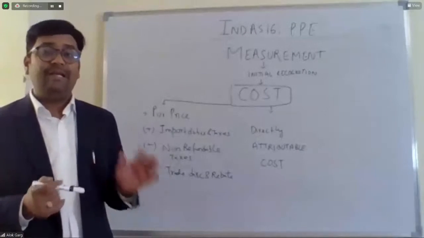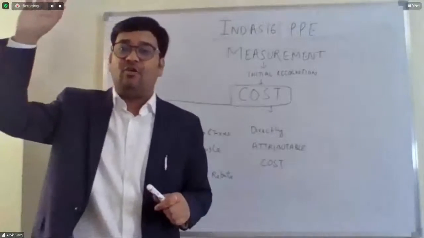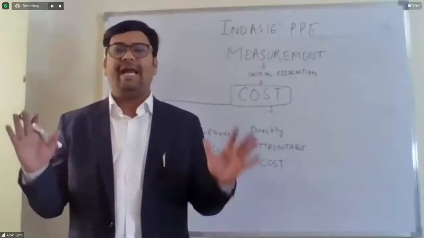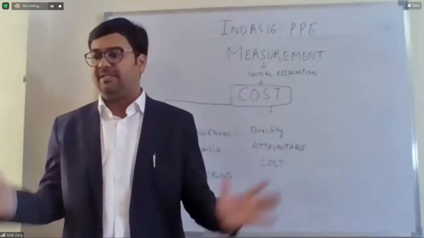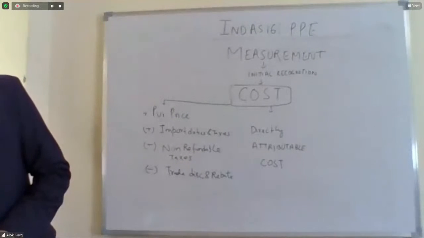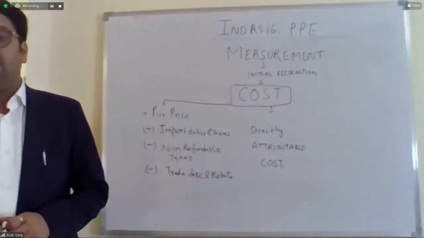So directly attributable cost in a layman sense means had the asset not been there, the cost would not have been incurred. As simple as that. Vaibhavi is saying freight or transportation cost. Kaustav is saying, for example, directly attributable cost, transport cost of asset.